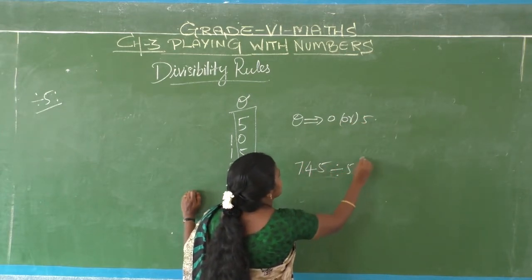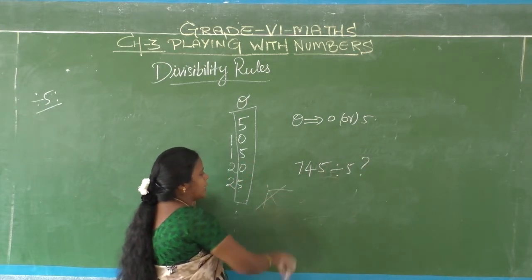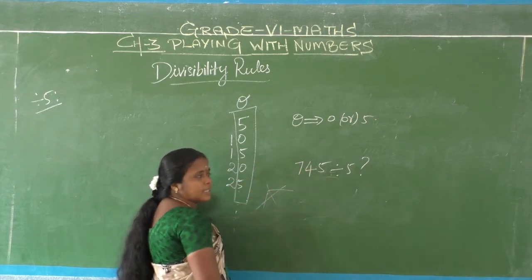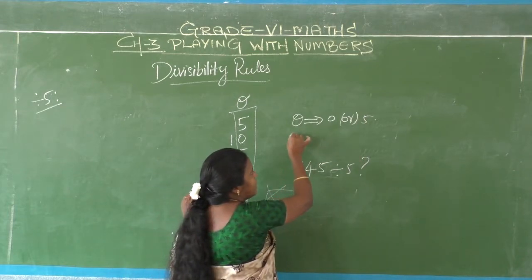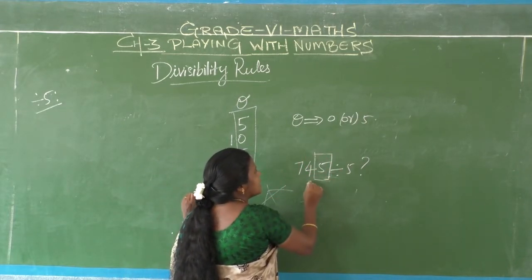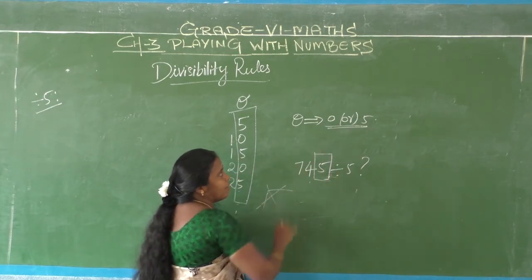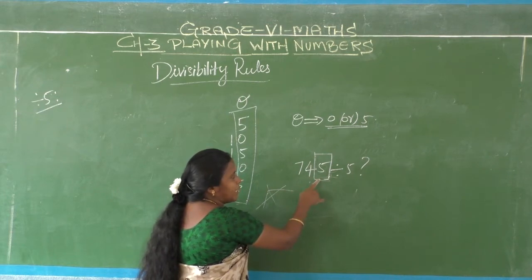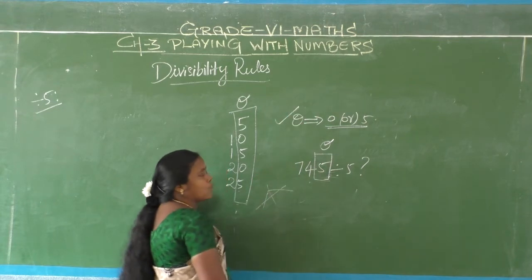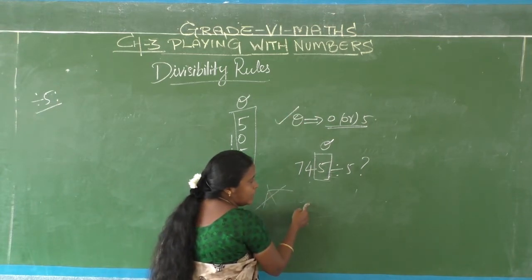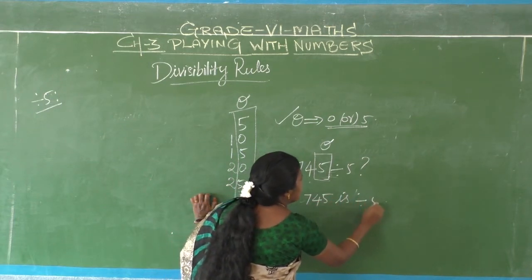For example, 745. My question is whether it is divisible by 5 or not. Will you divide normally? No need. Using the rule, we can tell whether it is divisible or not. What is the rule of divisibility by 5? In its ones place, one of these two digits must be 0 or 5. In 745, 5 is present in its ones place. So the rule is satisfied here. Therefore, 745 is divisible by 5.